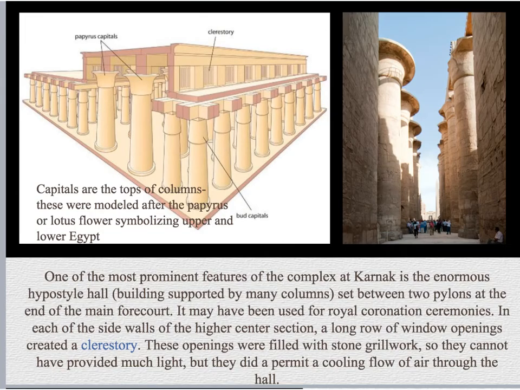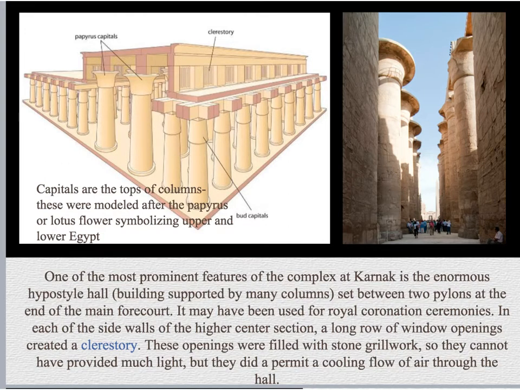Okay, so here's the huge hypostyle hall, which again is a building supported by many columns, and they're between the second and third pylon after you go through the courtyard. Now, today there's no roof, so you can see on the picture on the right that these columns are just in the open air. But here's an illustration of what it would have looked like.